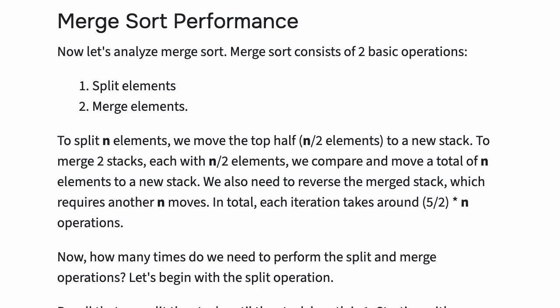Now let's analyze merge sort. Merge sort consists of two basic operations. Step 1, split the elements, and step 2, merge the elements. To split n elements, we move the top half, or n divided by 2 elements, to a new stack. To merge two stacks, each with n divided by 2 elements, we compare and move a total of n elements to a new stack. We also need to reverse the merged stack, which requires another n moves. In total, each iteration takes around 5 divided by 2 times n operations.